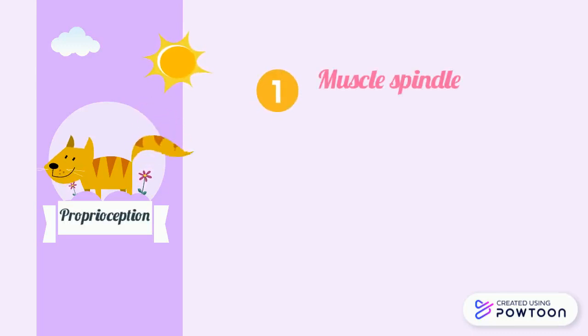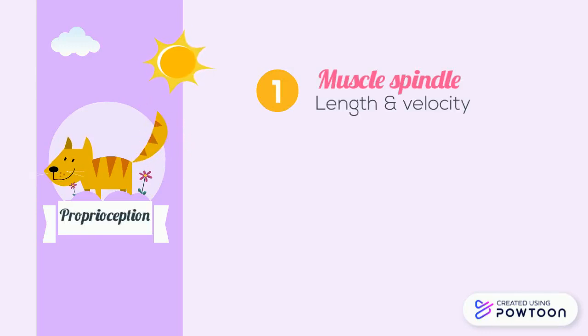First, muscle spindles. These are specialized receptors which measure the length and velocity of the muscle. More muscle spindles will be found in muscles that are needed for fine movements than in muscles needed for rough movements.